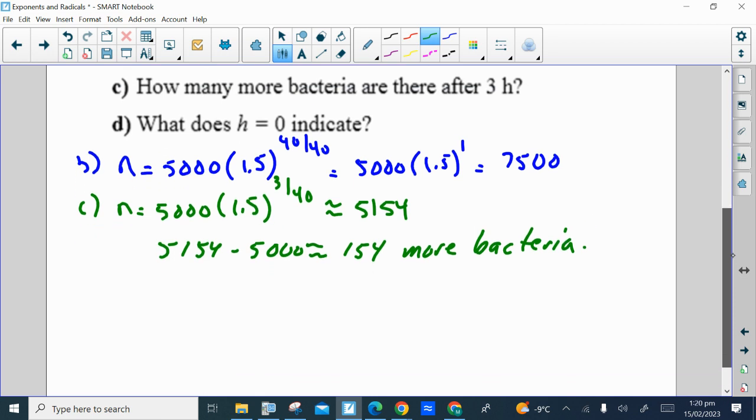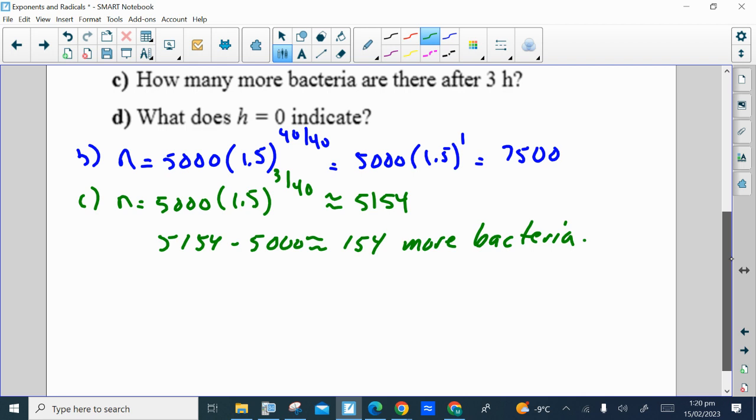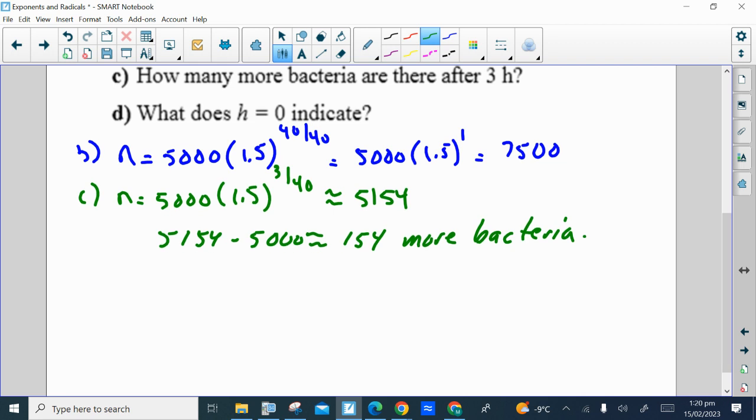And what does H equals 0 indicate? Well, that will indicate that the experiment has just started. No time has gone by. So this would be at the beginning. No time has gone by.